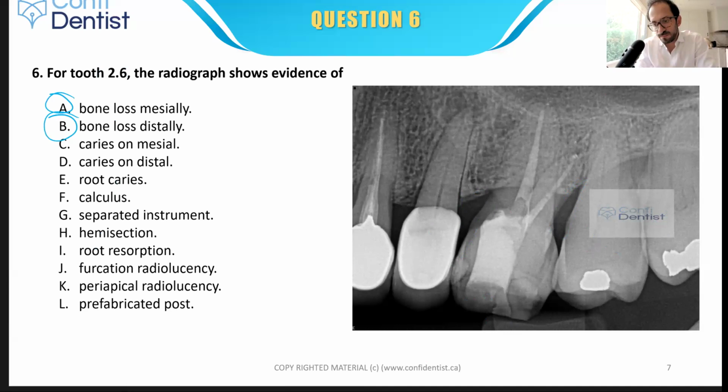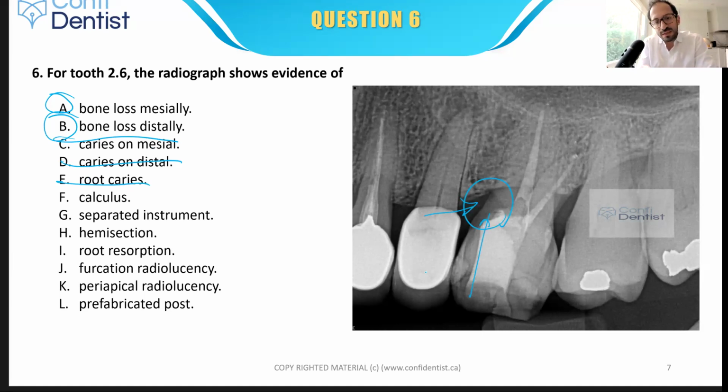And I see most of you have selected caries on the mesial. Where do you see caries? I can't see any. No caries. No caries. No caries. What you see here is not caries, and I explained what this one is. But root caries doesn't look like this. This is not how a root caries lesion looks.